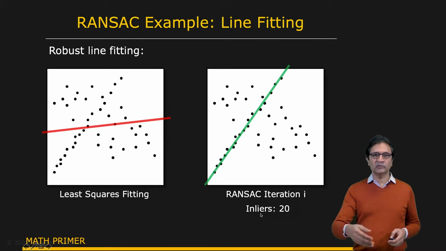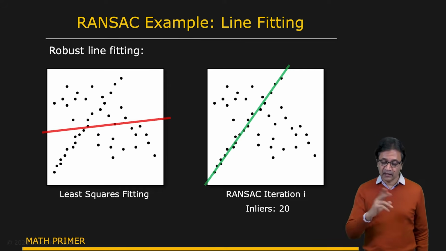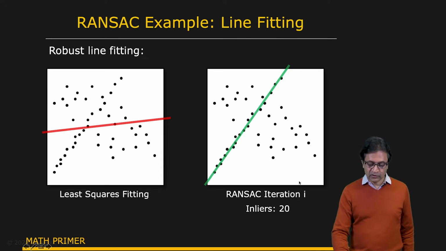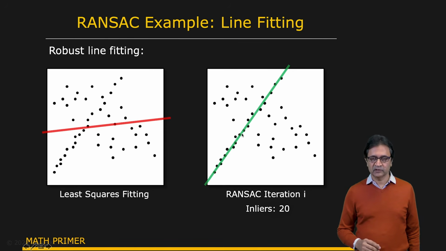And you keep going. Maybe you do this 1,000 times, but you pick the model that gave you the maximum number of inliers. And like I mentioned earlier, once you've hit that maximum and you found the model that gave you the maximum, you can go back and take all the inliers and then recompute the straight line right here using the pseudo-inverse method, for instance, the overdetermined least squares.